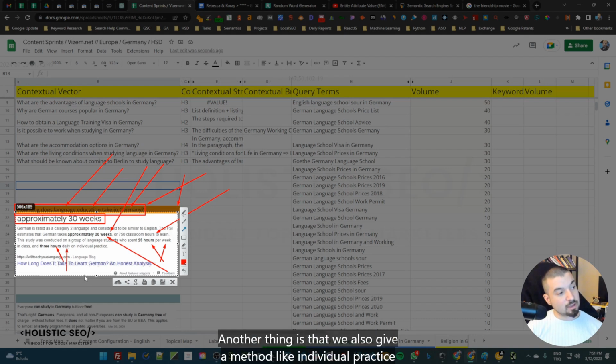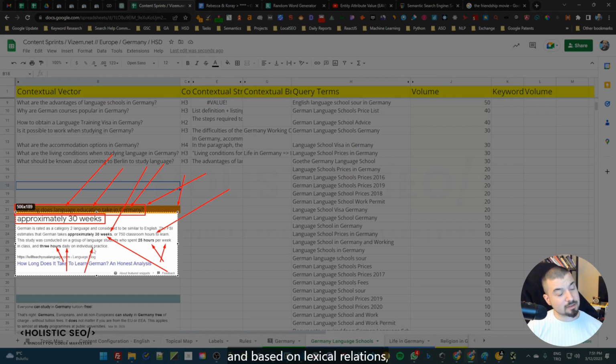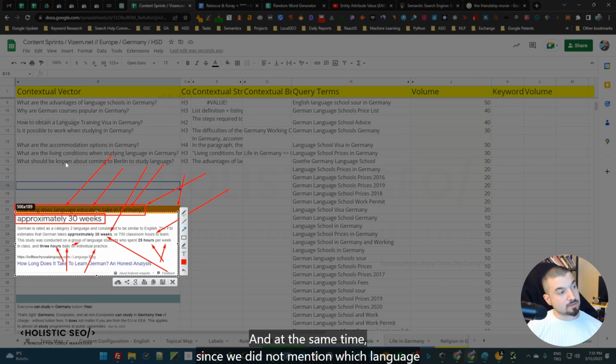Another thing is that we also give a method, like individual practice. And based on lexical relations, if you have individual practice, you can also have group practice too. And we have it as well, like a group of language students. At the same time, since we didn't mention which language exactly, our answer starts with German, then the first sentence ends with English, which are the most important language candidates here, because the query is in English, but the only country in the query is Germany. Then we also have a language learning organization, which is FSI.